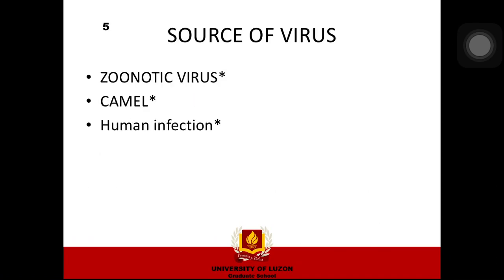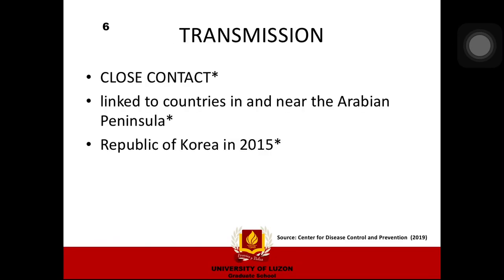The source of the virus is a zoonotic virus transmitted from animals to persons, probably camel to bat, and human infections. The origin of the virus is not fully understood, but according to this study, it originated from bats and transferred to camel to human. MERS-CoV is transmitted through close contact, caring for persons infected with MERS-CoV, providing unprotective care, and is also linked to the countries in and near the Arabian Peninsula, and it has recorded the largest known outbreak in the Republic of Korea associated with travel to the Arabian Peninsula.